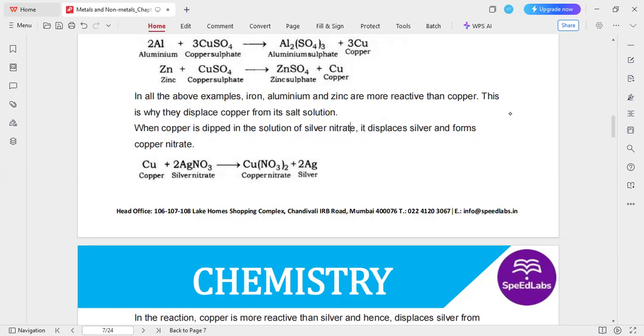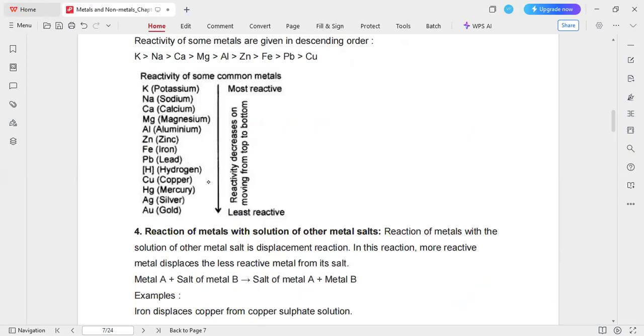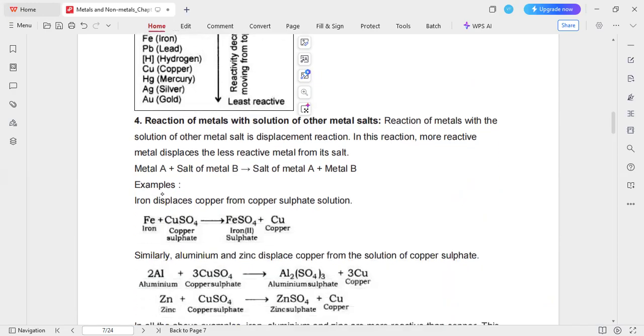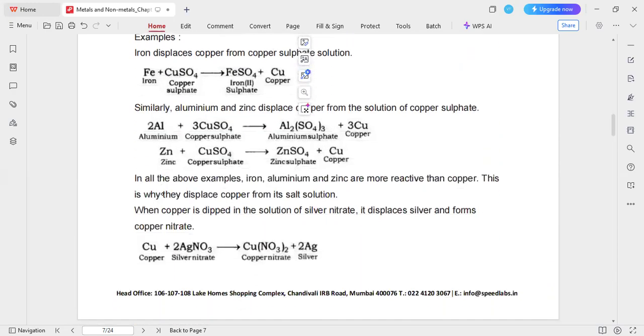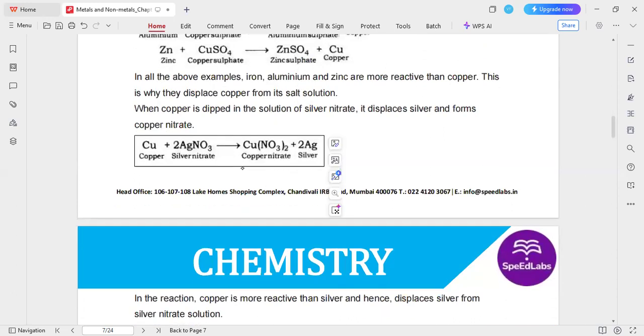Why? See here, children, you see the reactivity series. Where is the copper here? Where is the silver here? The element which is above is more reactive. So copper is more reactive than silver, and it will displace the silver from the solution. So copper nitrate plus silver is formed. Very, very important, remember this one.